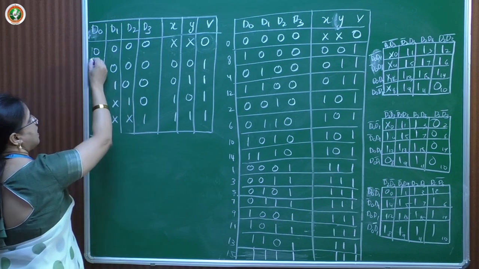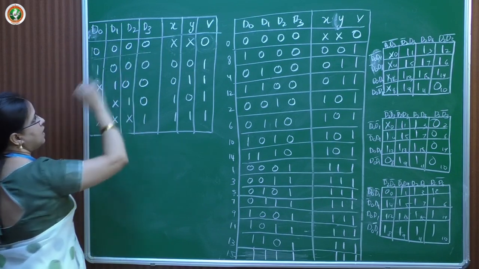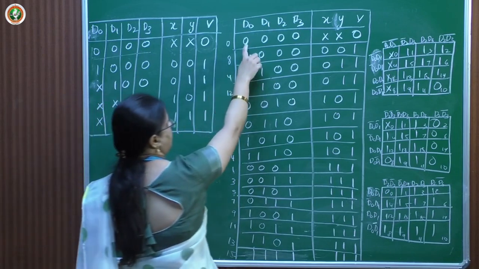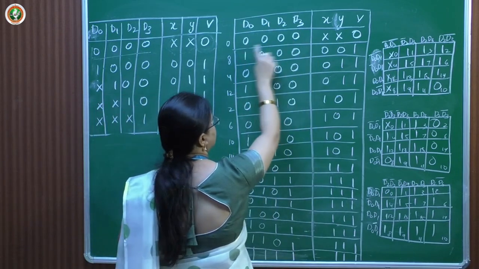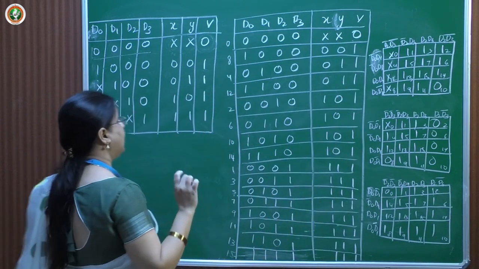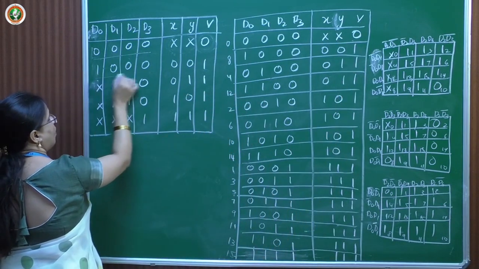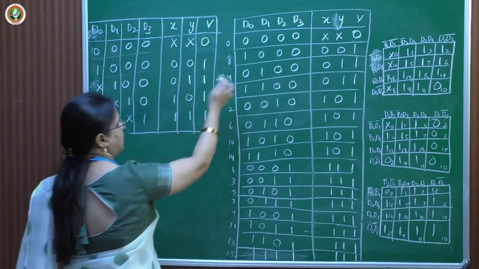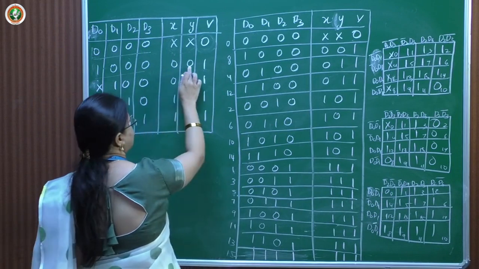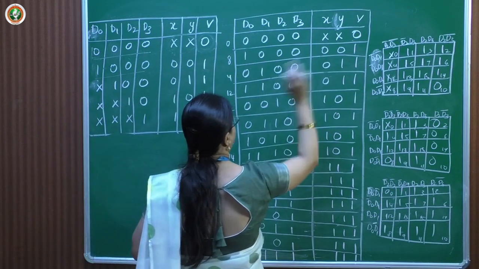So you can see the first entry. The first entry is all zeros. If there are all zeros, I am writing here, so all zeros, output will be XX0. So it will remain as it is. Okay. Then after that, here what we have is 1000. Write this as it is. 1000. What is the output value I am getting? 001. So write this second row as it is.